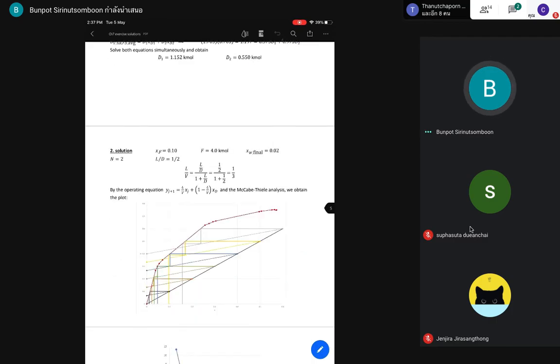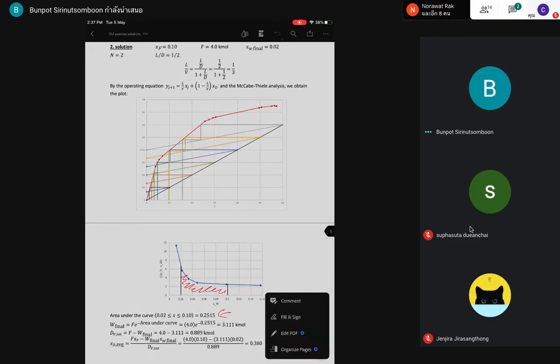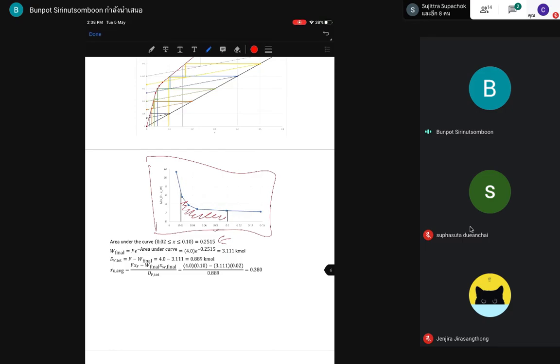And this one, you have the column. I think it's two columns on top of the pot, and it's a constant reflux ratio problem. So I made these lines to draw this graph here to find the area under the curve, and then get the answer.